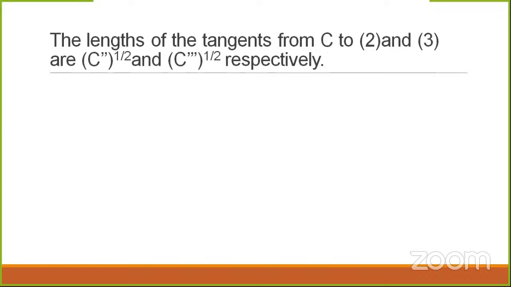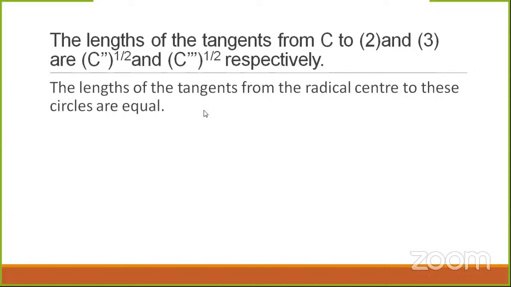Because it is the origin, we don't have any other term. H double 1, x1 square plus y1 square plus 2gx1 plus 2fy1 plus c. And c will be free from x and y. Therefore, only this term remains. Because it is circle 2, we have c double dash under root. When it is circle 3, we have under root c triple dash.